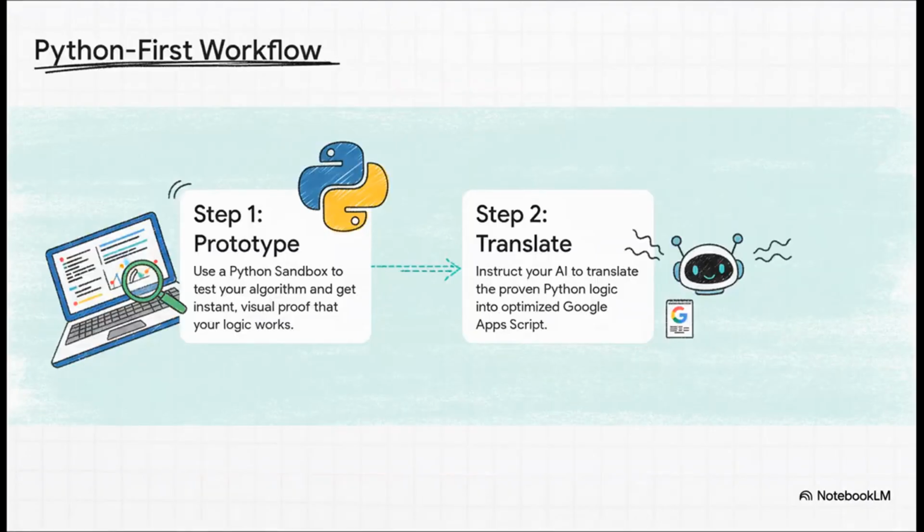So how do you actually do this? Well, you use the Python first workflow. Step 1 is simple. Before you write a single line of Apps Script, you prototype your logic in a Python sandbox. You can use incredibly fast and powerful libraries like Pandas or NumPy to test your algorithm against some sample data and get instant visual proof that yes, this thing actually works. Then, and only then, do you move to step 2. You take that proven logic and have it translated into optimized Google Apps Script.